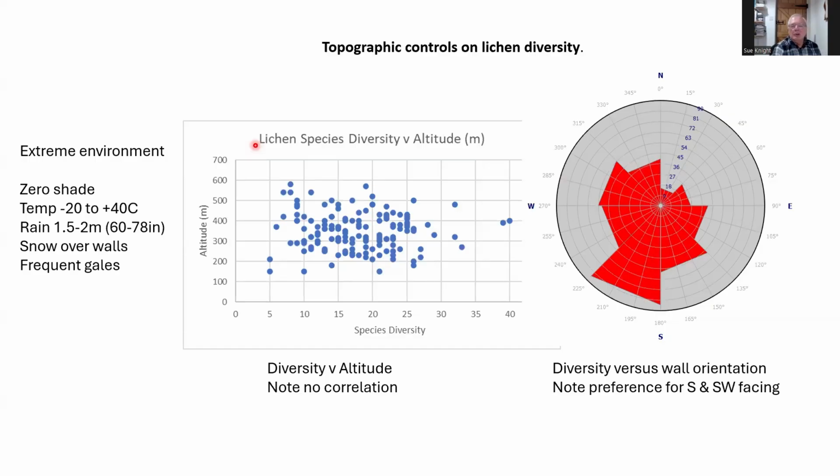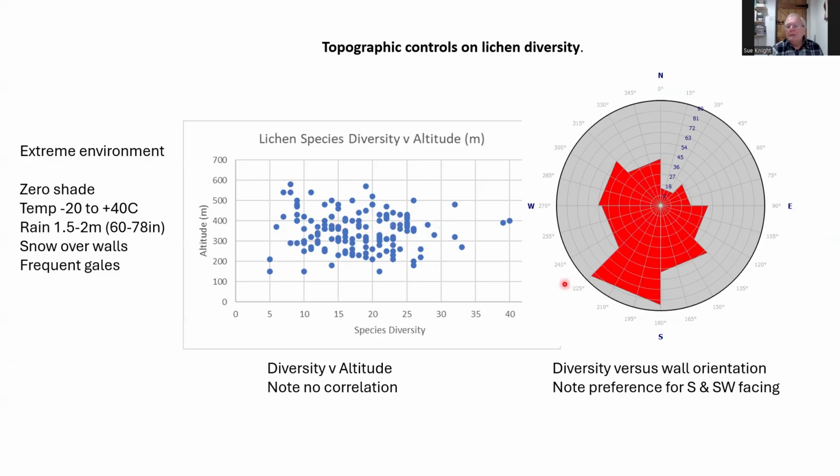So it's an extremely hostile environment for these lichens to grow, but they do grow very well. We first of all looked to see whether there are any topographic controls on the diversity of lichens. Here we're plotting the species diversity on a wall versus elevation. The lowest elevation was about 160 meters up to the highest, which was 600 meters, 2,000 feet. And I don't think you can see any variation, which was a surprise, but that seems to be the way it is.